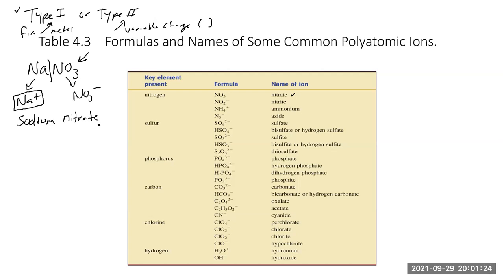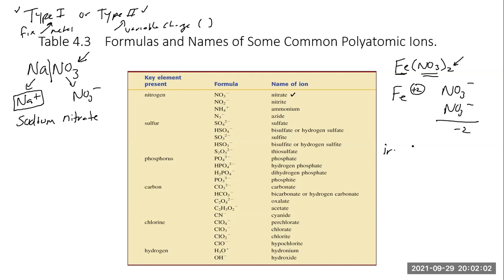Now, if we put that same sodium with a type 2 metal like iron, this tells us the metal is a type 2, which means it could have a variable charge. This is nitrate, and there's actually 2 of them, which means the overall charge here on the negative side is -2. That means that the iron here would be +2. And much like in type 2, this would be iron Roman numeral 2.